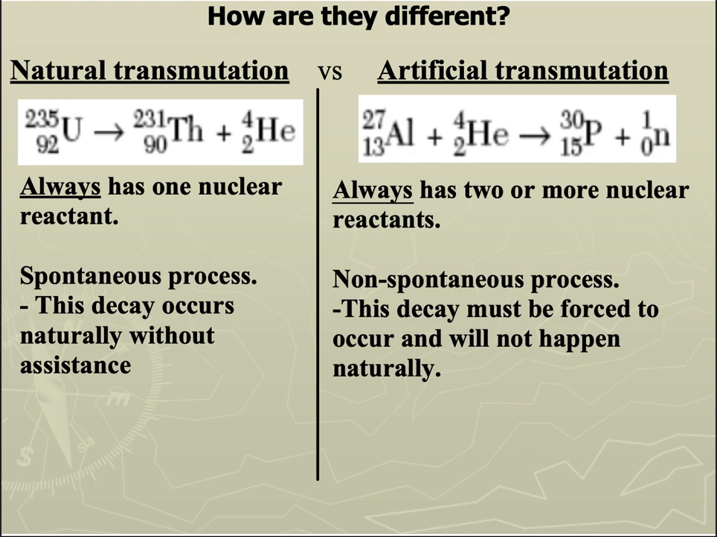However, the one on the right has to be forced. So you have aluminum and helium colliding together to make phosphorus and a neutron. You need to put those two things together with enough energy to have it happen. So again, natural transmutation, you only have one nuclear reactant. Artificial, you have two, and you have to force it to happen.